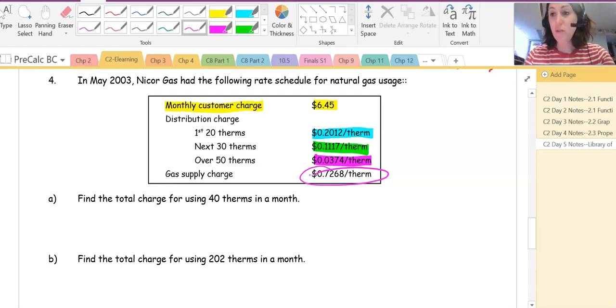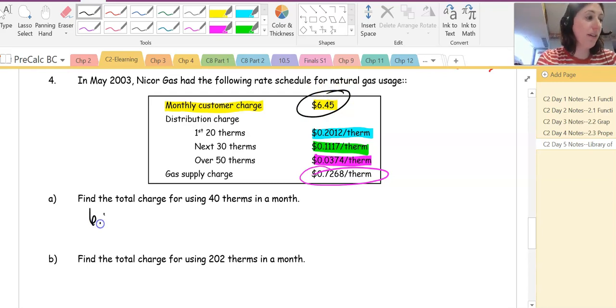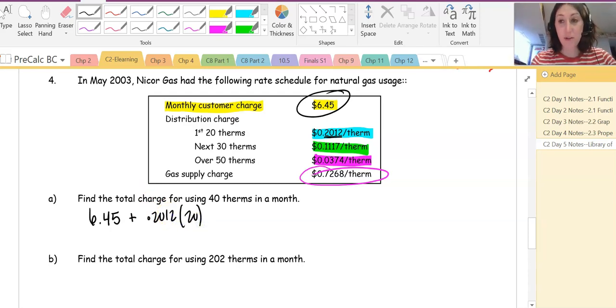Okay, so first we're going to actually do some calculations. Find the total charge for using 40 therms in a month. Well, every month you have a monthly customer service charge, so that's $6.45. Plus, I'm just going to go right down the line. Your first 20 therms are this much money. So I have 0.2012 that I'm paying for 20 therms.